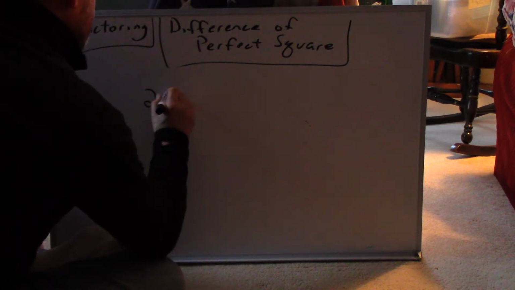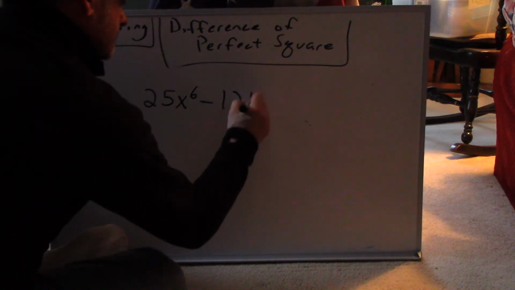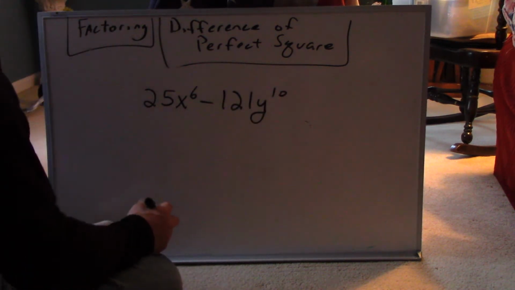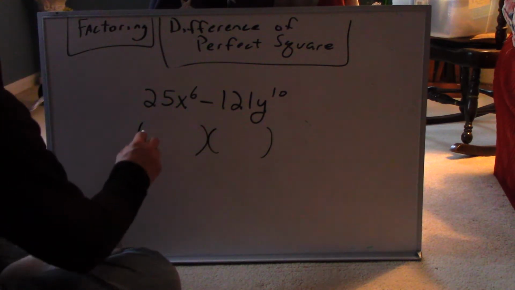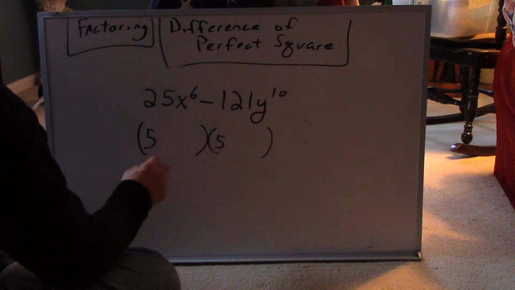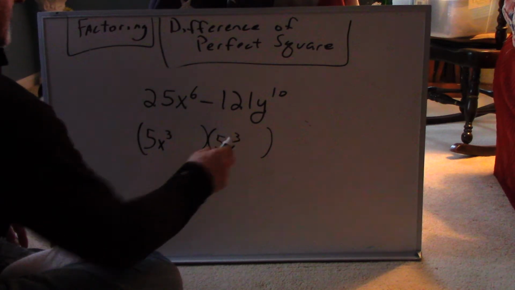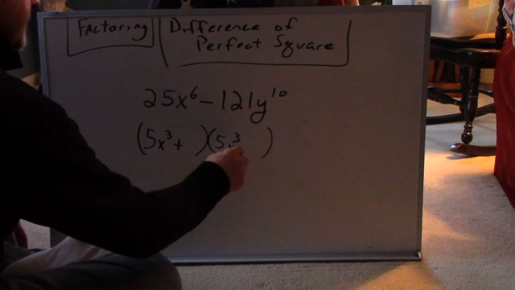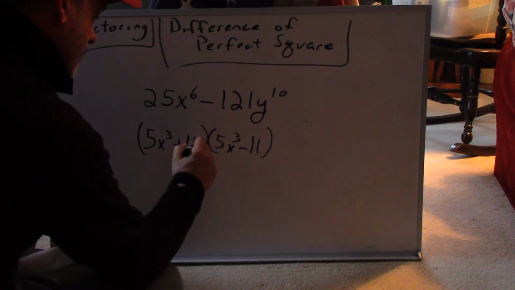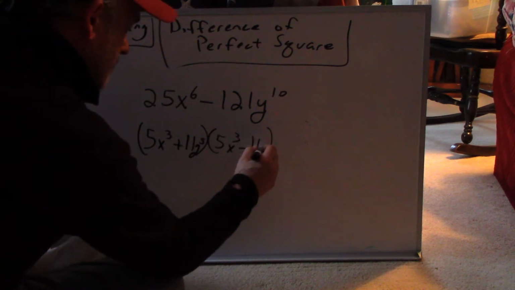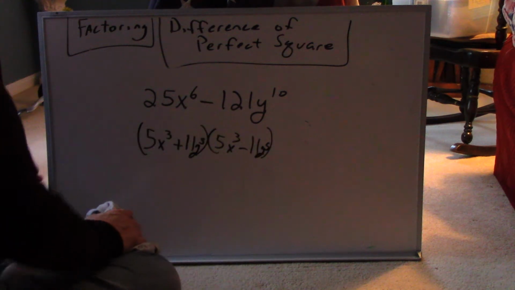Here's another one. Okay, 25, break up into 5s. X, we break the 6 up into 3 and 3. Literally splitting it up. Plus minus. It's 121, 11. And then y to the 5th, y to the 5th. That's a little small, but I hope you can see it. So I literally broke up the 10.